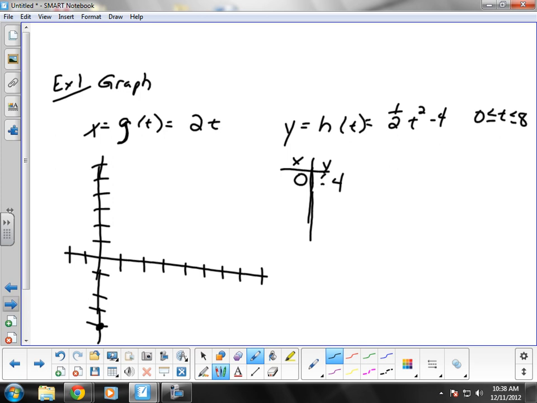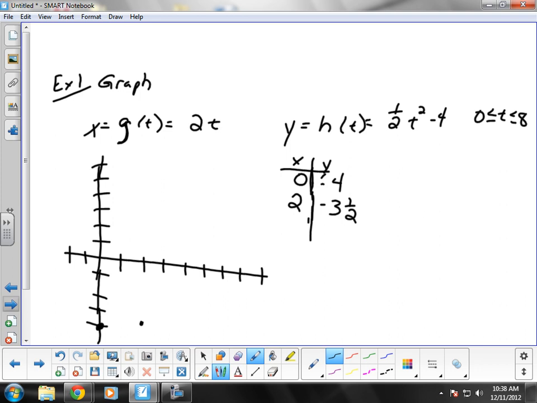And then I do the next for 1. So, oh, it's not x equals 1, it's t equals 1. So my x is 2 times 1, which is 2. And my y is 1 squared, which is 1, times a half, minus 4, which is -7/2. Okay, so that point is (2, -7/2). You see how this works?